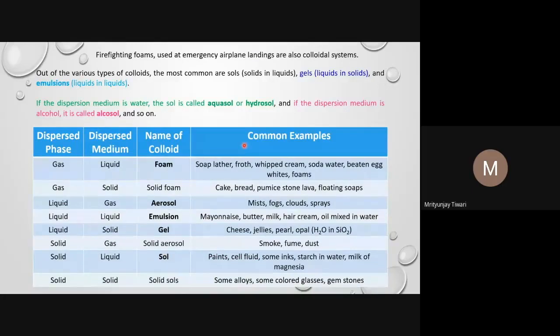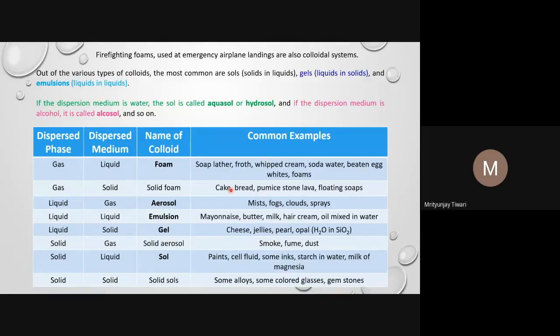And if the dispersion medium is alcohol, the sol is called an alcosol. Aqueous sols or hydrosols represent water as the dispersion medium, and if the dispersion medium is alcohol, which is another type of liquid, an organic compound having carbon and an OH group, a hydroxyl group, as a functional group, then such colloidal sols are called alcosols. So a sol with alcohol as the dispersion medium is an alcosol.